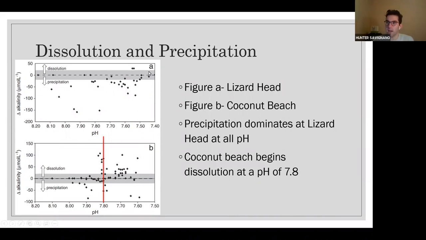So you can see here at Lizard Head, which is the aragonite-rich sediment, you could see that precipitation is occurring pretty much at any pH, even at the much lower ones. Coconut Beach, on the other hand, once the pH hits 7.8, that calcite starts to dissolve almost immediately. And keep in mind that this is the high magnesium calcite, therefore making it much more unstable. It also has a much smaller grain size when compared to Lizard Head. However, previous studies have disproved that there is any form of correlation between grain size and the dissolution.